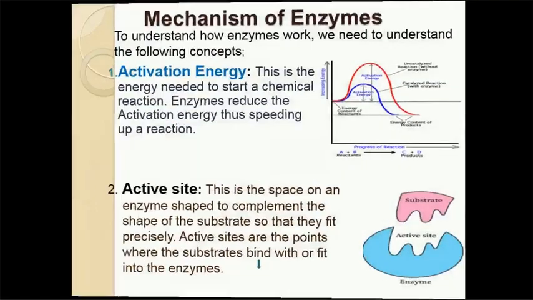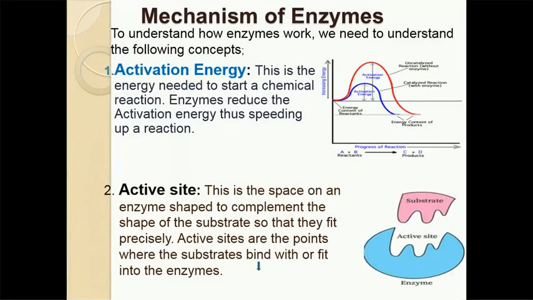So let's come to the mechanism of enzymes. How do enzymes work? To understand how enzymes work, we need to understand the following concepts. Number 1, activation energy. Activation energy is the energy needed to start a chemical reaction, meaning that for any reaction to take place, it must first attain activation energy. So no activation energy, no chemical reaction. However, when an enzyme is added to the reaction, the enzyme reduces the activation energy, thus speeding up the reaction.